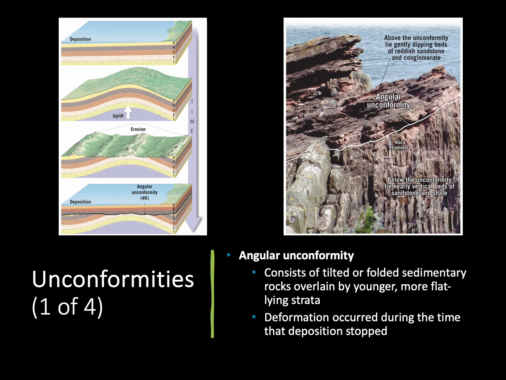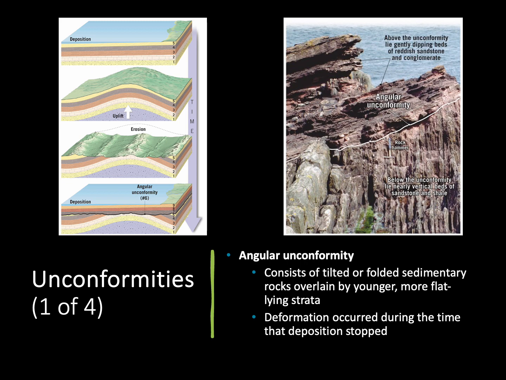With an angular unconformity, here we have two different layers of sedimentary rock that are at different angles from one another. If we look at the image on the right, on the bottom, we have nearly vertical rock layers, while on the top half, we see that the rock layers are tilted up towards the right. So here, because our sedimentary rock layers are at very different angles, we call this an angular unconformity.